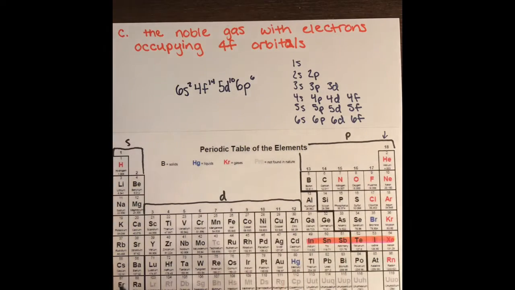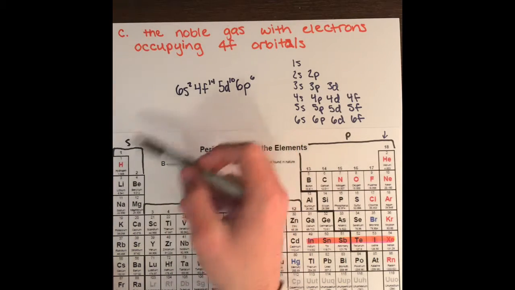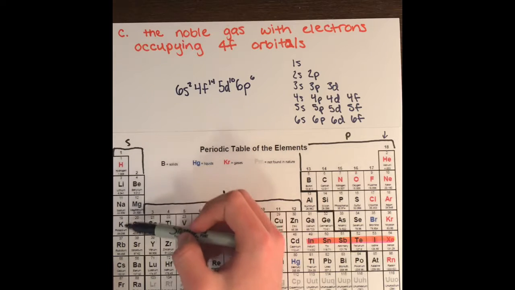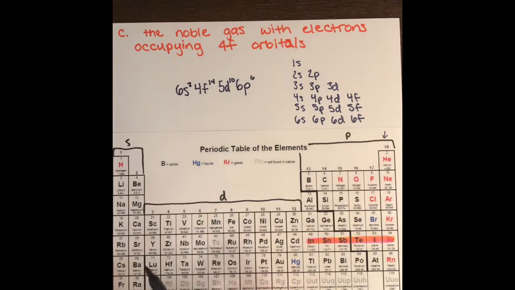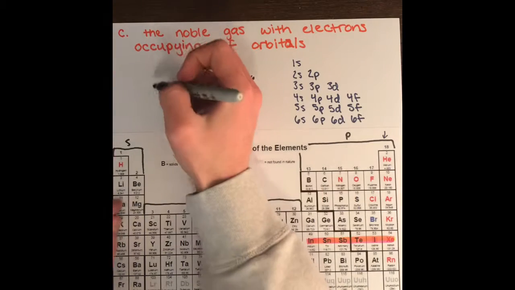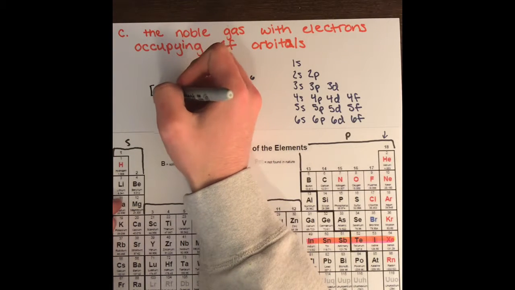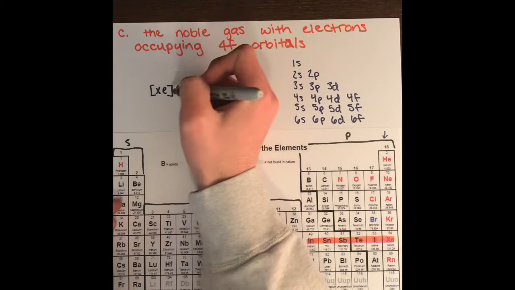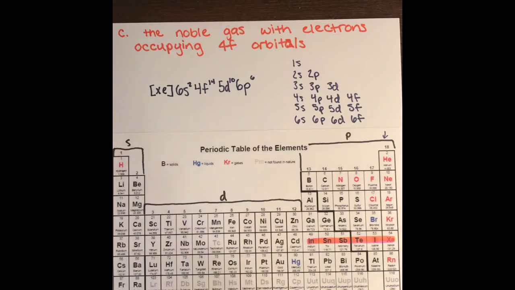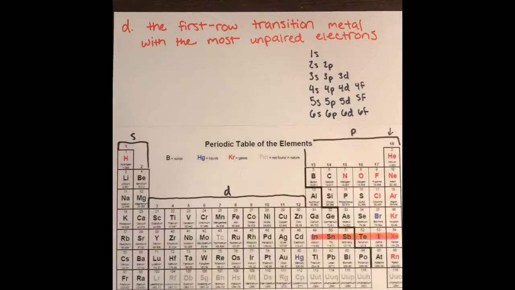So now we're going to look at the chart, go down 6, because this is the 6th quantum level, 1, 2, 3, 4, 5, 6. Goes back to xenon. So we can abbreviate that. Xenon, 6s2, 4f14, 5d10, 6p6, and that is the element radon.